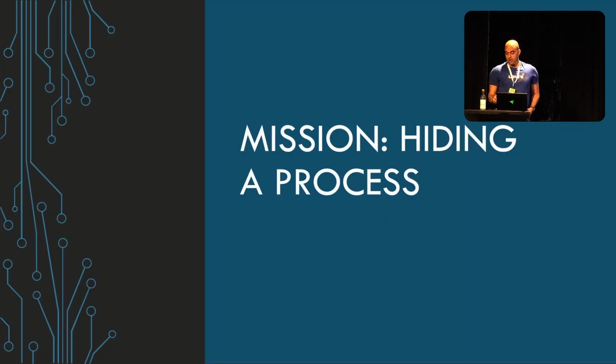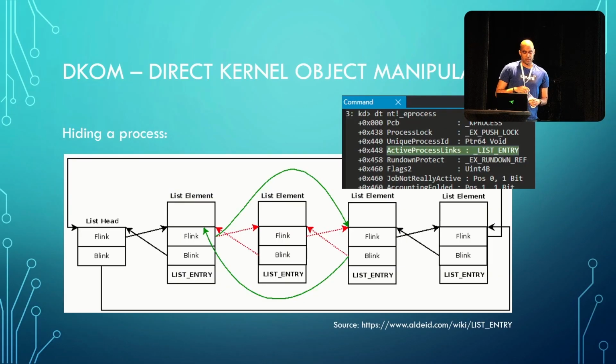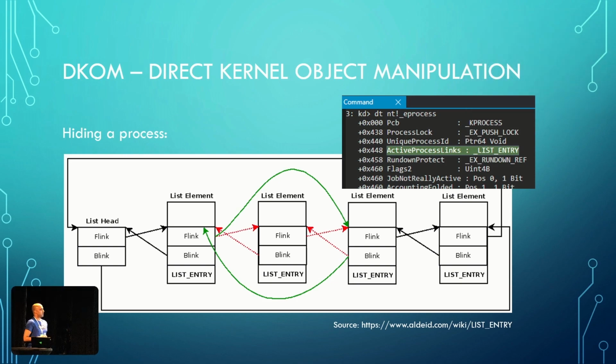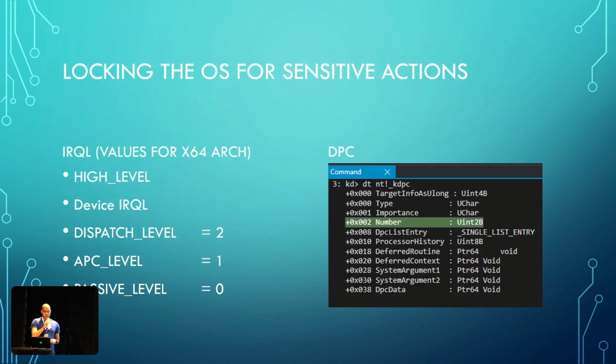Let's look at something a bit more complicated. Let's try and hide a process. Oversimplifying it, this is basically a matter of going through a doubly linked list and rearranging the pointers, basically making the node that you want to make disappear. And that's it. However, it's obviously a lot more complicated, and I'm going to try and explain why.